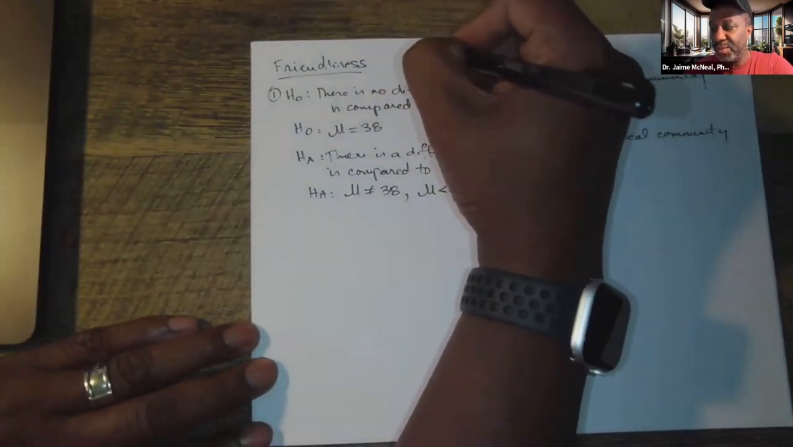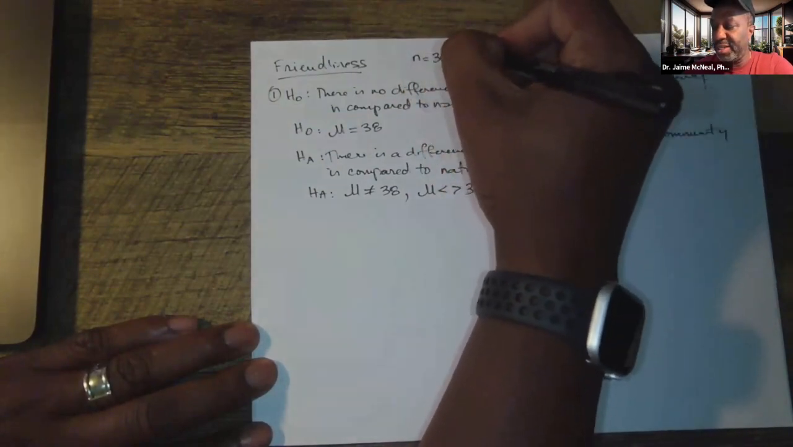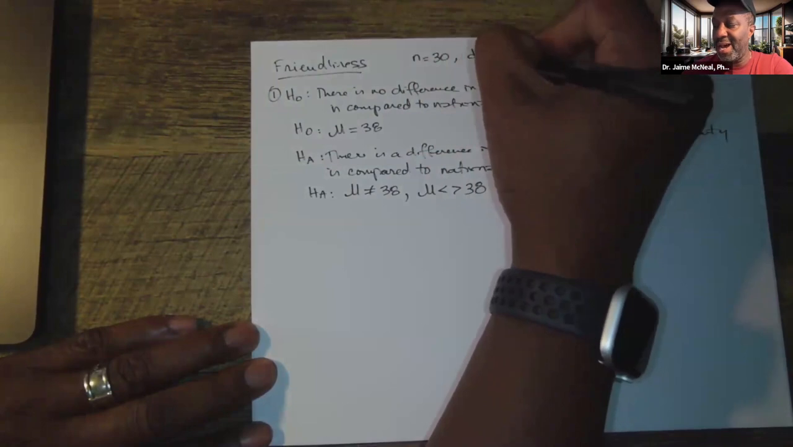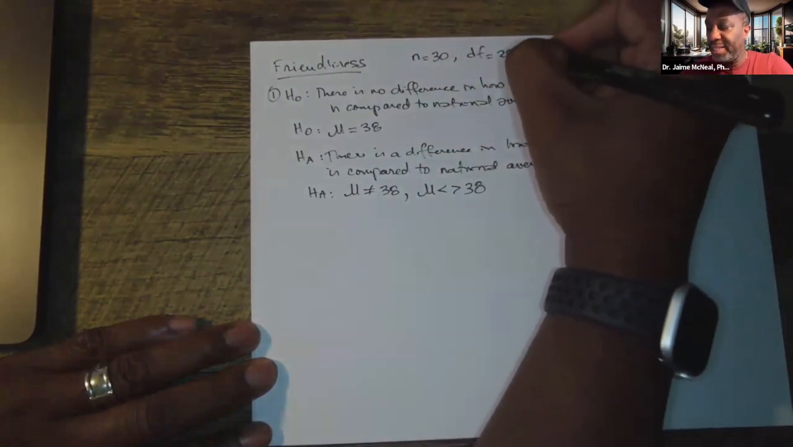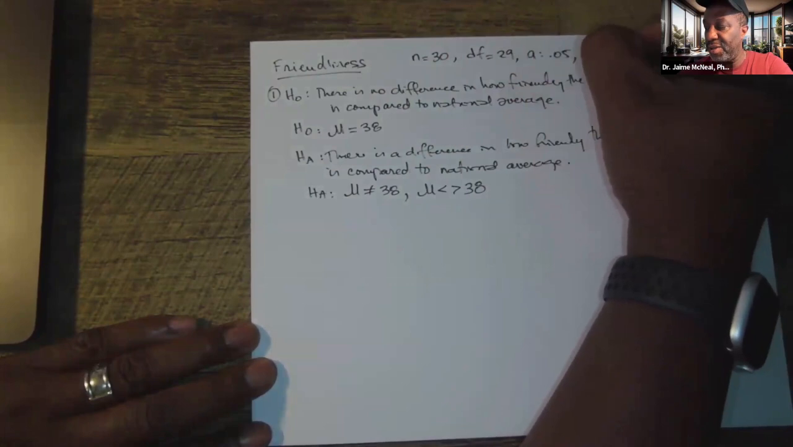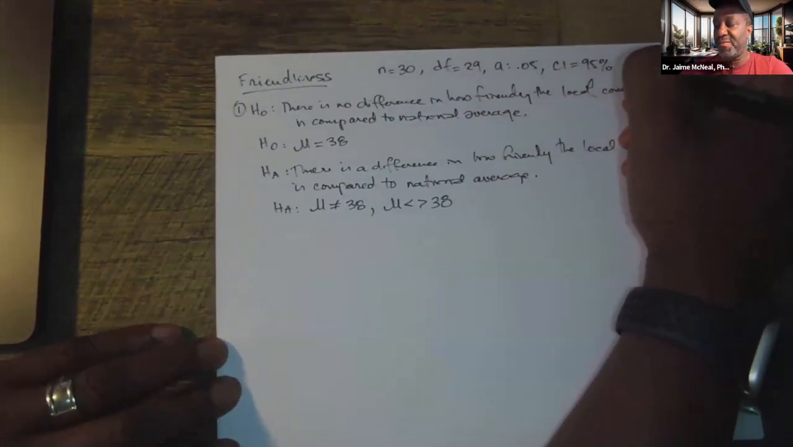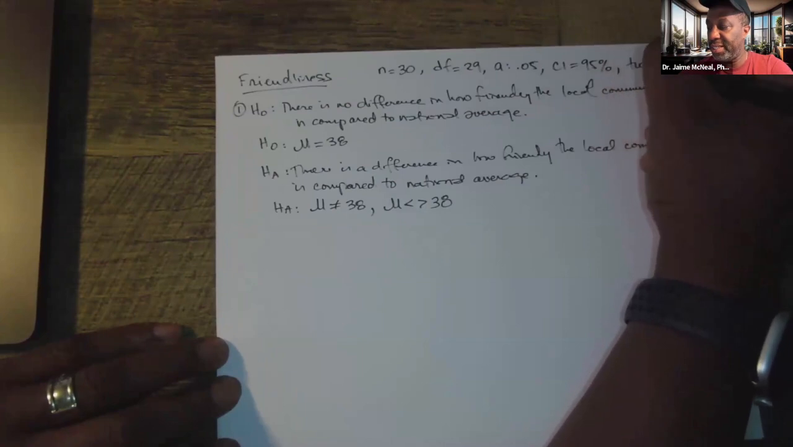Our n size was 30. We asked 30 people randomly, which means the degrees of freedom are 29. And we set the alpha as 0.05, which means we're going to do a confidence interval of 95%. And since we're doing a confidence interval, it is a two-tailed test.